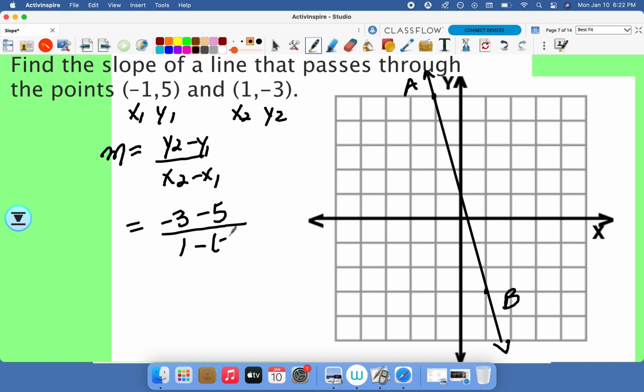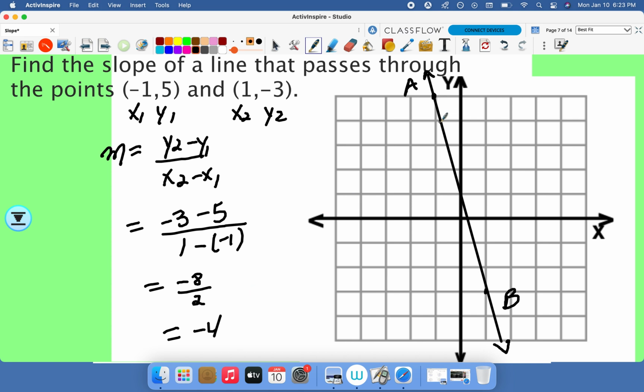This is what it looks like. This is substitution. So -3 minus 5 is -8. At the bottom, 1 minus -1 is just 1 plus 1, which is 2. So the slope of this particular line is -4. And that's it. We'll talk about what it means and how it's related to the particular problem we're looking at. But the slope of this particular line between these 2 points is -4.